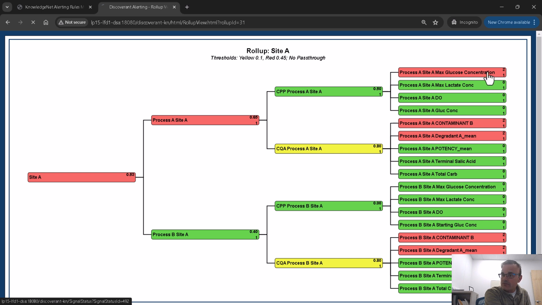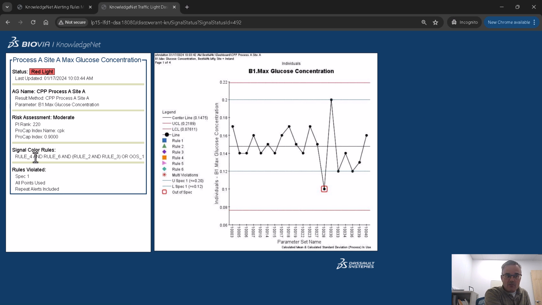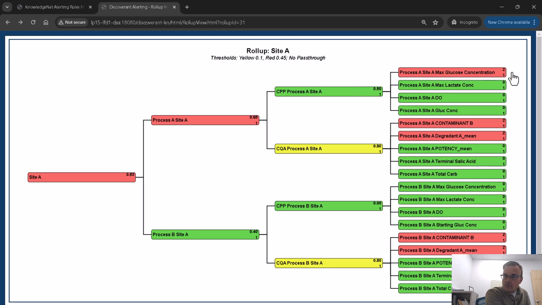Let's drill into this first one. In this case, we have rules, signal color rules, designed to turn it red. So in this particular case, we violated either Rule 4 and Rule 6 and Rule 2 and 3, or out of Spec 1. In this particular case, we have a red light. So that is going to get a score of 2. So if we go back, you see it's got a 2 because it's red. This has a 0 because it's green. This has a 0 because it's green. And this has a 0 because it's green.